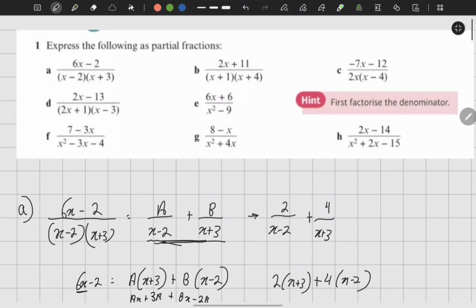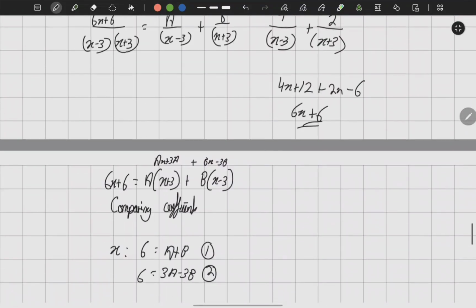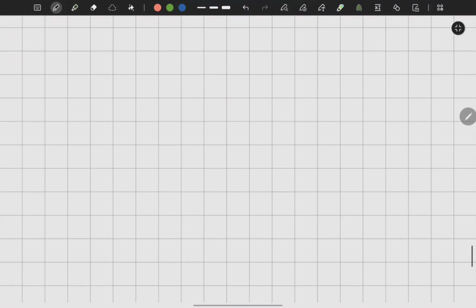Okay, last two questions. G, we have 8 minus x over x squared minus 3x minus 4. Yeah, that's right. So we can just factorize this. No, sorry, this is not the right question. It's x squared plus 4x.